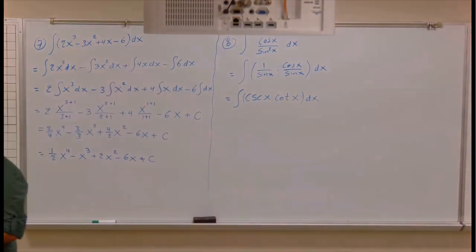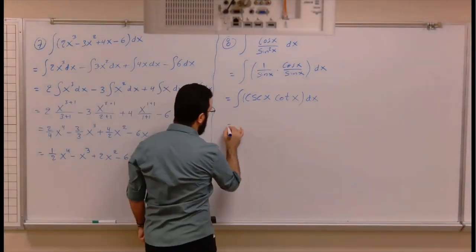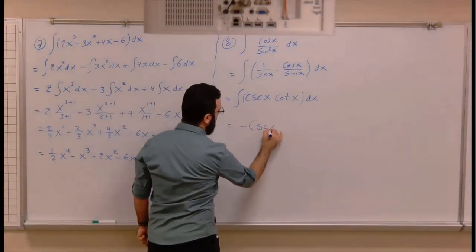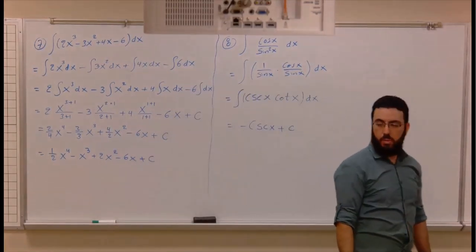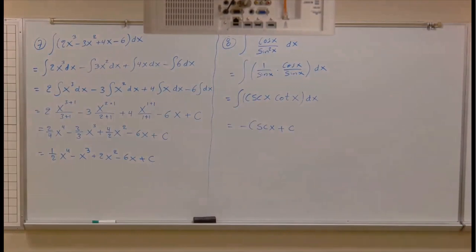Cosecant x, which rule is this one? Cosecant x, cotangent x. Rule number 9. So the whole thing here is going to be negative cosecant x plus c. That's it. Rule number 9 says if you have the integral of cosecant x cotangent x, it's going to be negative cosecant x plus c.